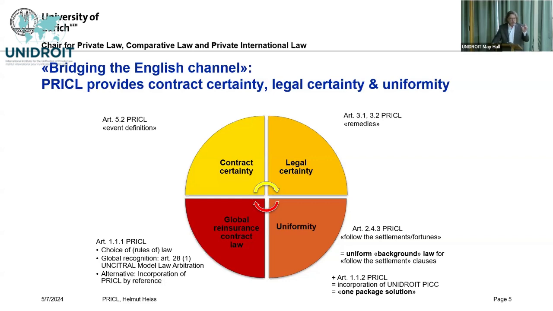Several losses are treated as one loss when they are caused by one and the same event. And the big question in this world is, what is an event? We have defined that. And whenever a contract now chooses the PRICL as the governing law and uses the term event, there would be a definition. And we hope, of course, that our definition is clearer than the definitions provided in the contracts. The second and major thing is legal certainty.